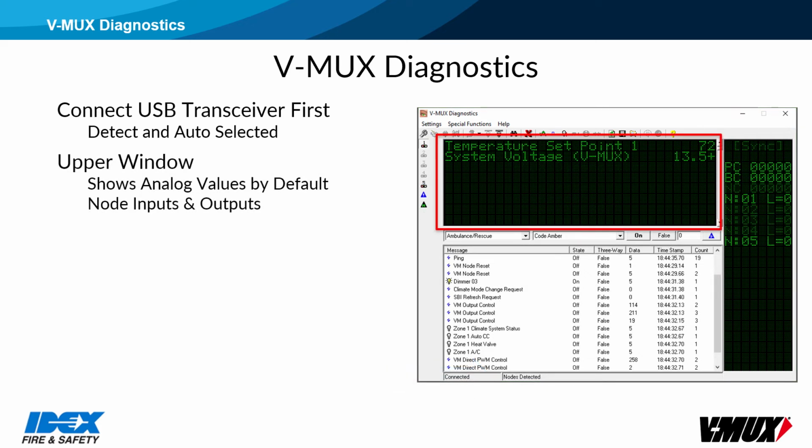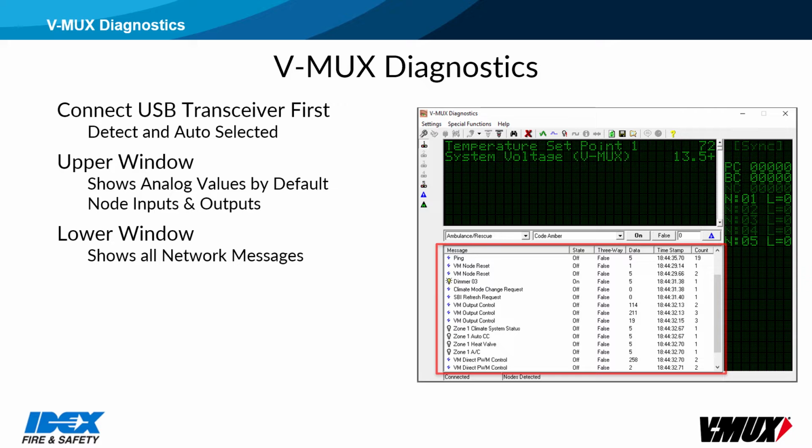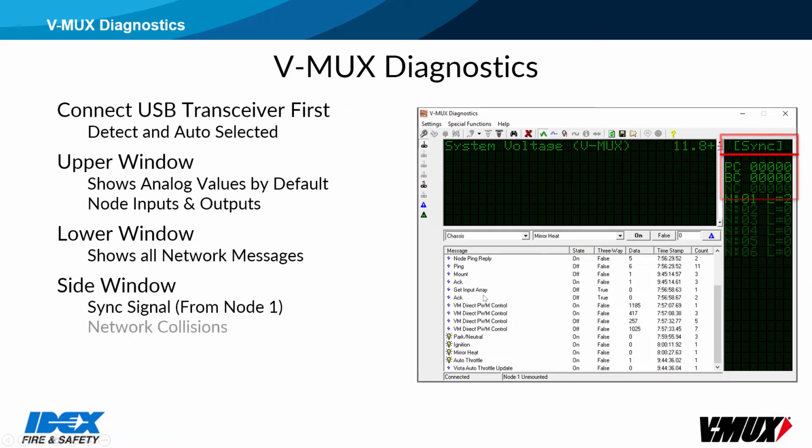By default, the upper window shows analog values from the network, such as system voltage. Other upper window functions will be discussed later on in this video. The lower window will show messages from the V-MUX network. The side window will show the sync signal, network collisions, and node load shed levels.